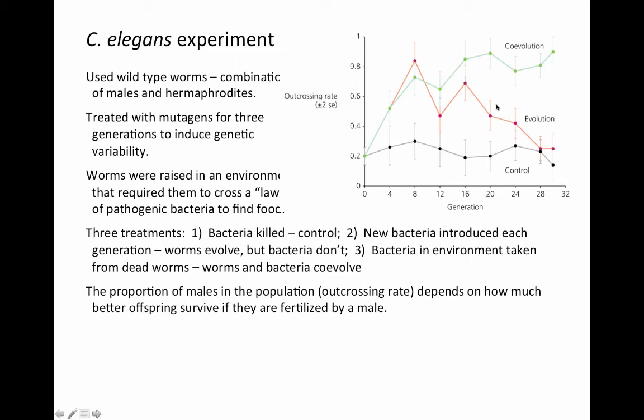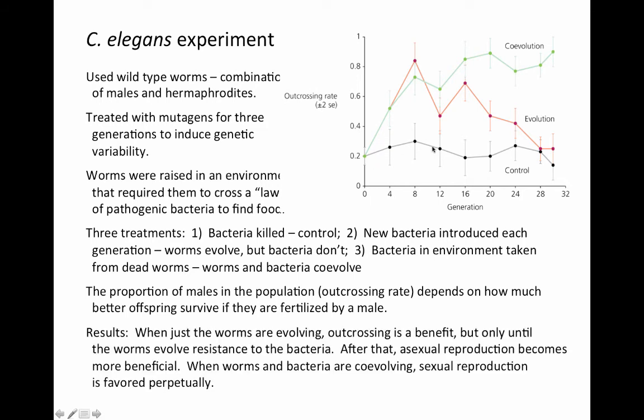So on the x-axis, we just have generation. So this is just time. And on the y-axis, we have the outcrossing rate. So remember, as I told you in the previous experiment, the proportion of males in the population is related to this outcrossing rate. It's going to be a reflection of how many males there are. And that's going to depend on how much better offspring survive if they are fertilized by a male rather than a hermaphrodite fertilizing their own eggs. So let's take a look at these results.